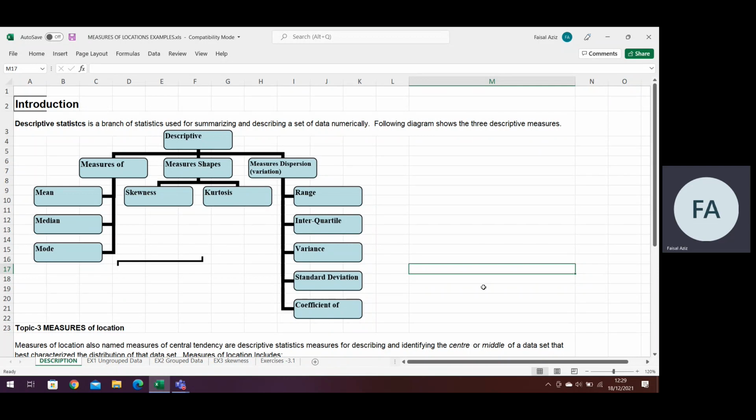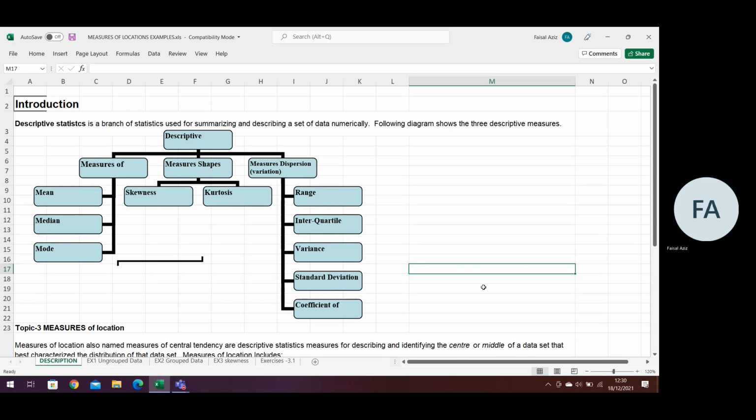In my previous video, I talked about how we can apply basic math functions and also basic statistical functions on grouped and ungrouped data. If you have not watched my previous video, I will put the link of my first video in the description so that you can have a reference from my previous lecture. In today's video, I will talk about the measures of location.